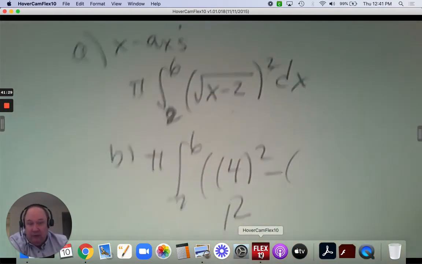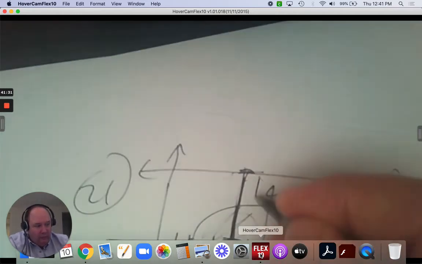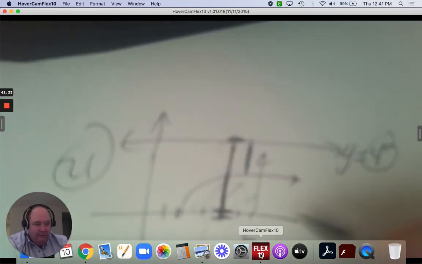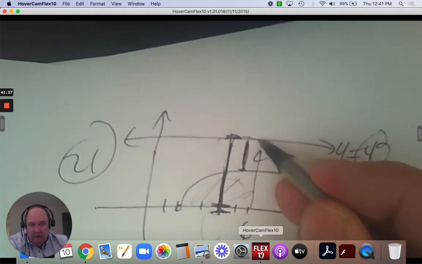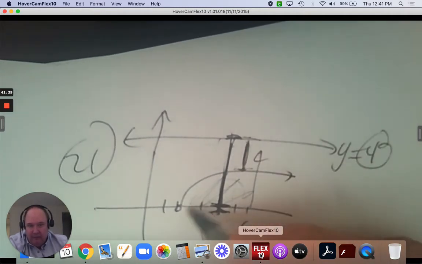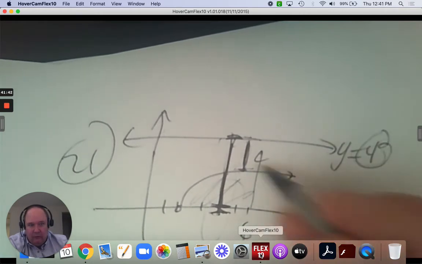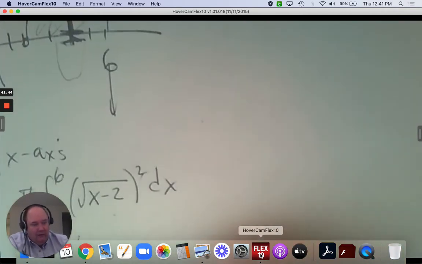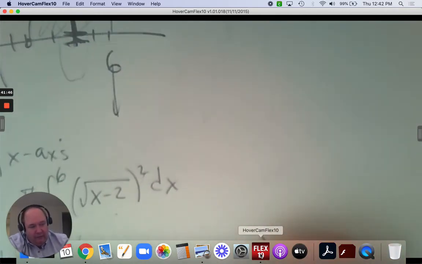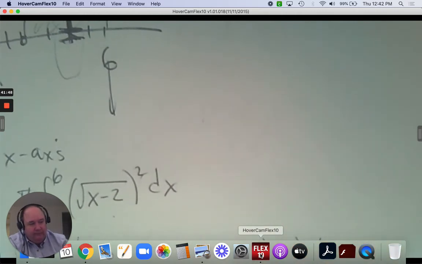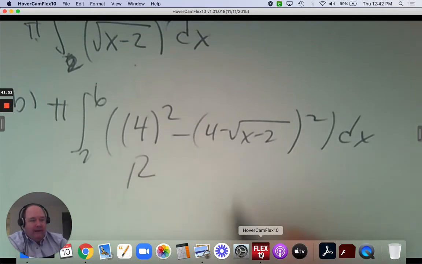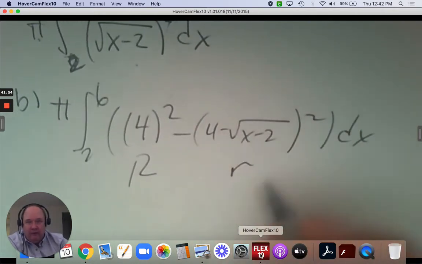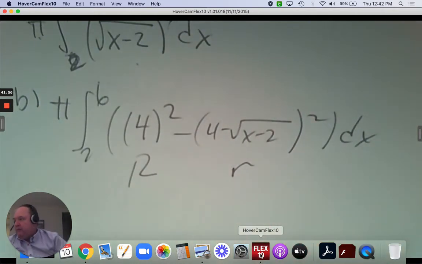Subtract the small radius. So what would represent the small radius? Remember, it's the line of revolution to the front of the area. And we're going to go top, subtract bottom. Well, the bottom is a curve, so it's 4 subtract the square root of x minus 2. And you have the setup for the washer method. And that there, 4 subtract the curve, is the small radius. So the big radius subtract the small radius.